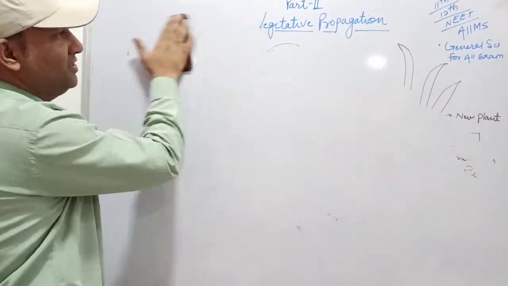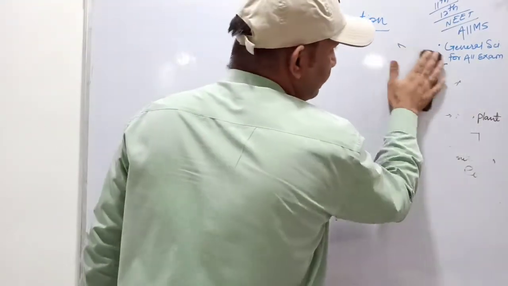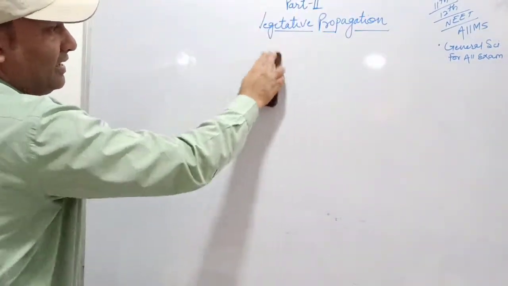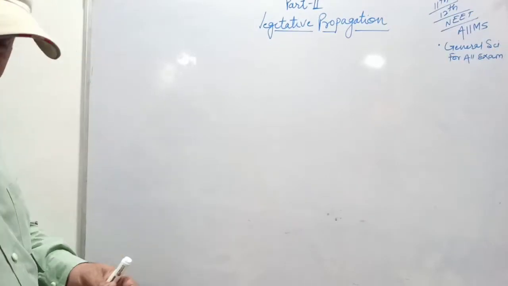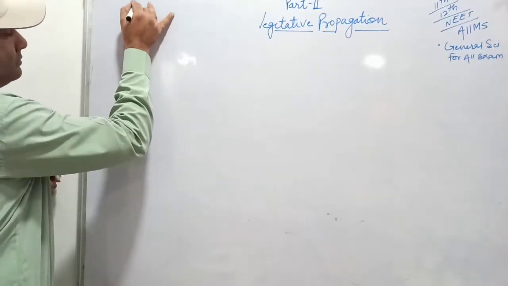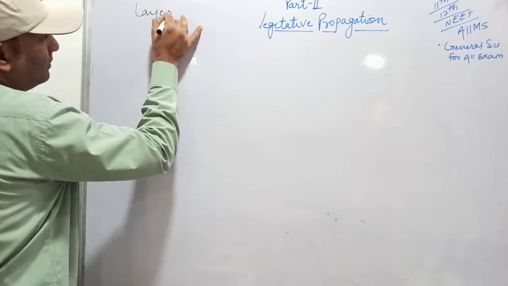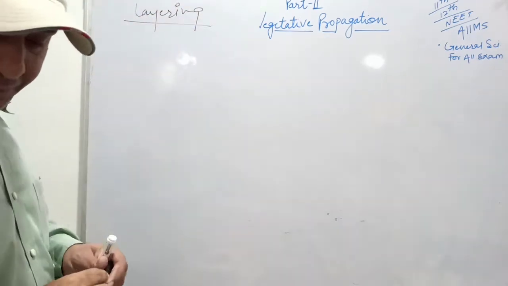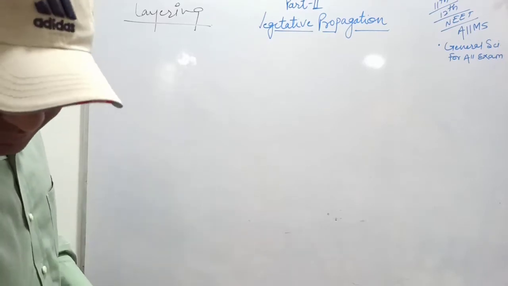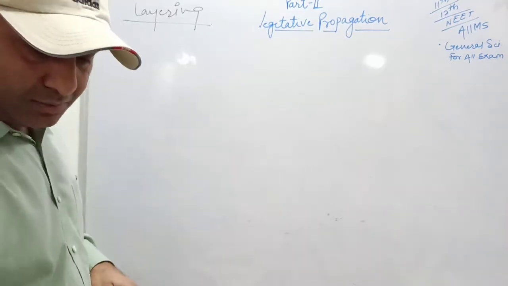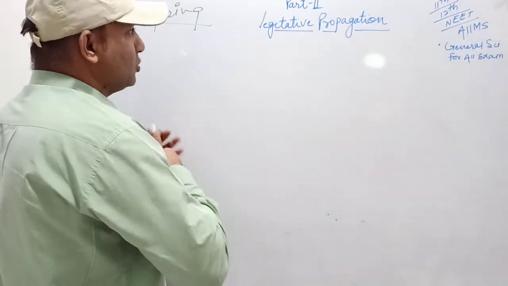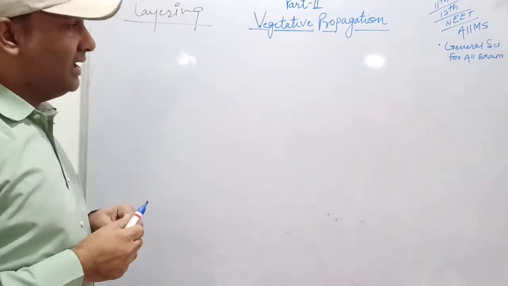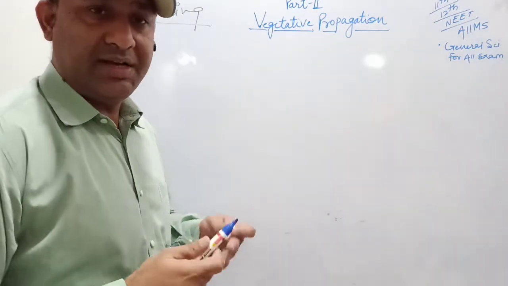Second type of artificial vegetative reproduction. The second type is layering. Layering means a process in which a small part of a plant, or a small branch of the plant, is bent and then transferred into the soil and develops into a new plant.